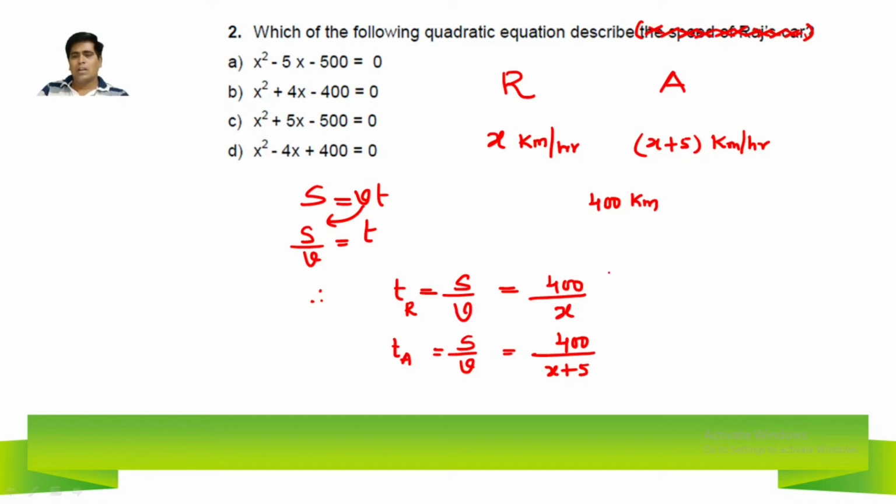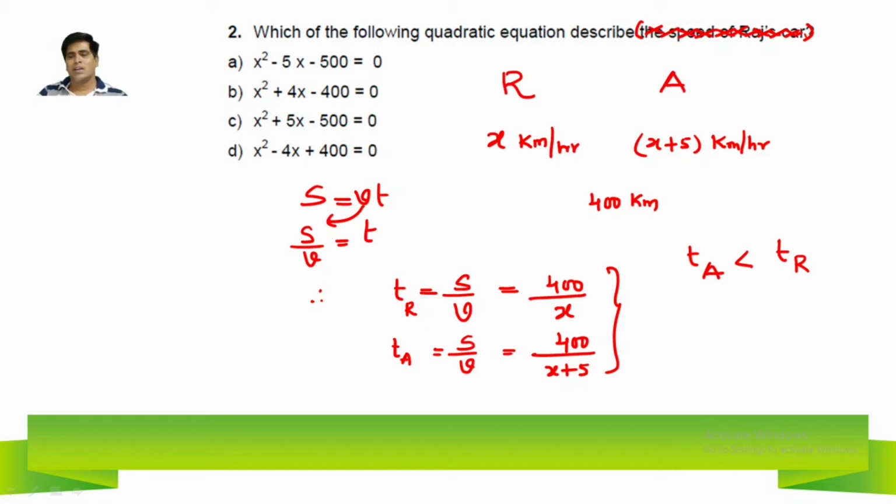Now, clearly in the question he has given that, so who will cover the distance early? Definitely Ajay will reach the destination early. Why? Because his speed is more, so he will take less time here. So TA is less than TR. This is very, very important here: the time taken by Ajay is less than the time taken by Raj.